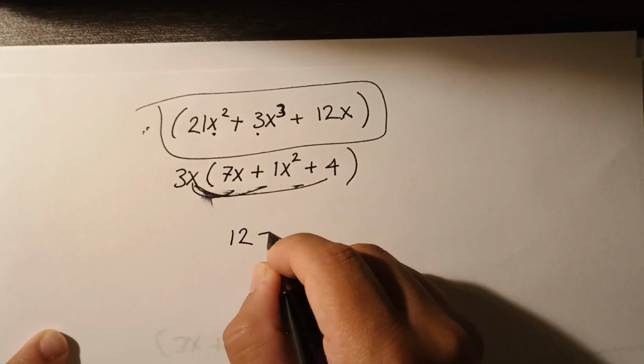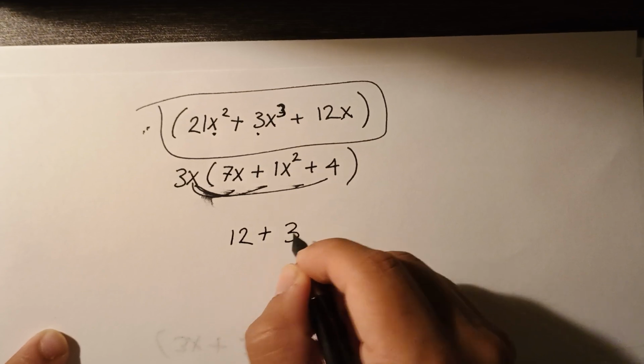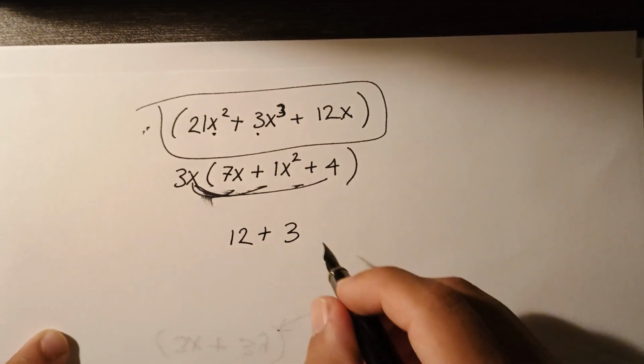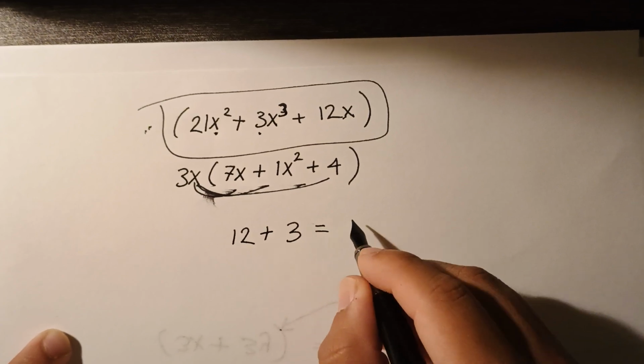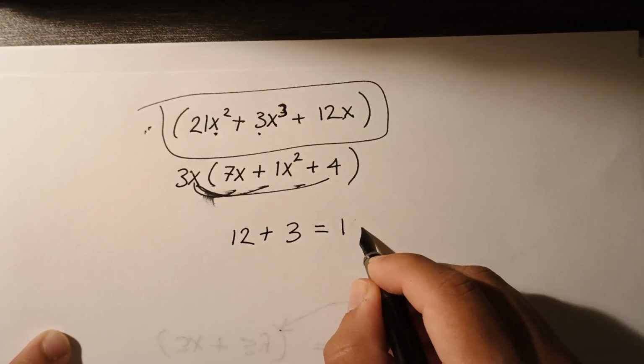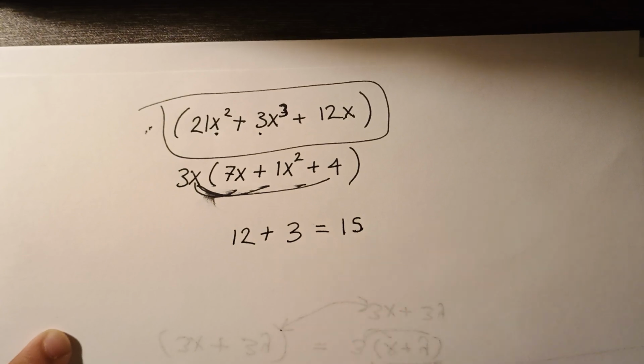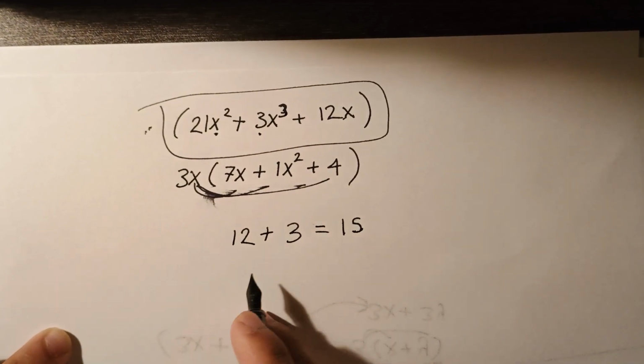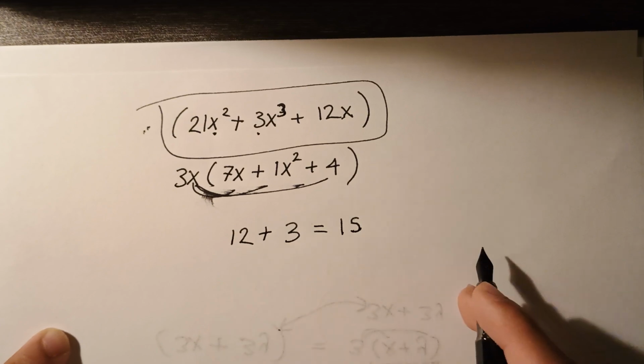Let's say you had 12 plus 3. Okay, this is an example, right? 12 plus 3 is equal to 15, right? Well, you could do it this way, which is correct. This is the simplest way to do it. You just add them, right?